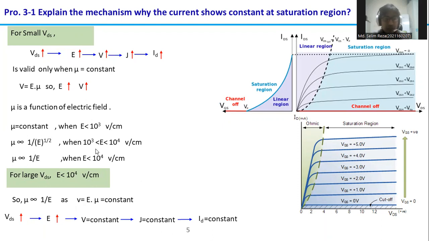Or if the electric field is 10 to the power 4 to 10 to the power 3, between this range, we need to consider the electron mobility proportional to 1 by E to the root. And if we apply the electric field 10 to the power 4, then we need to consider electron mobility is 1 by electric field.